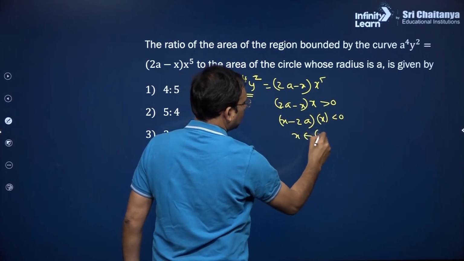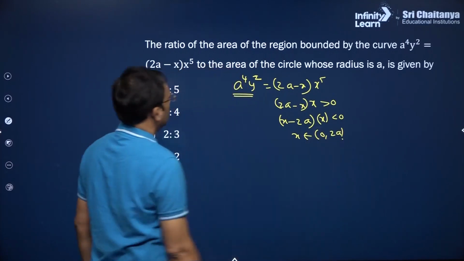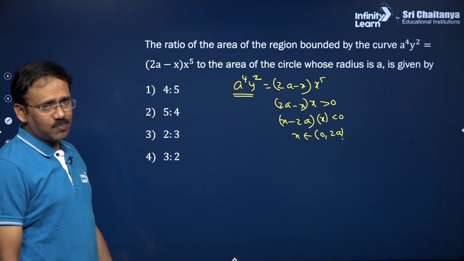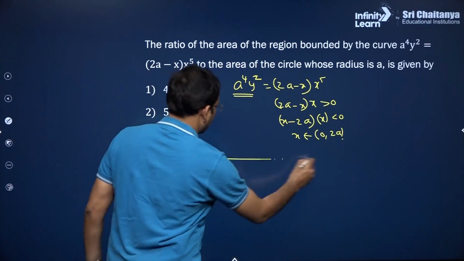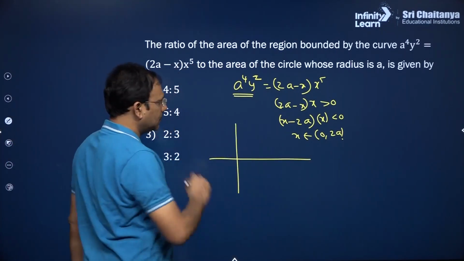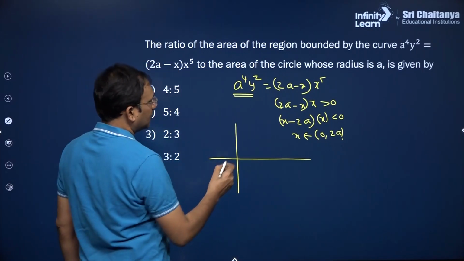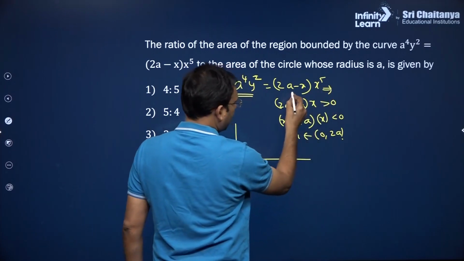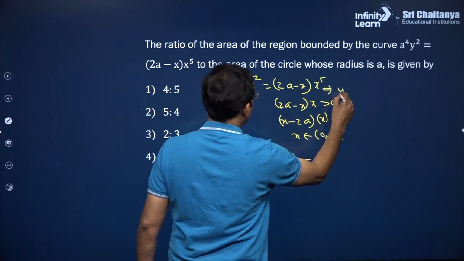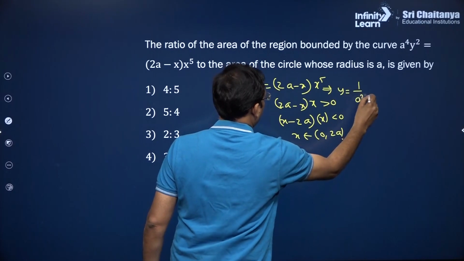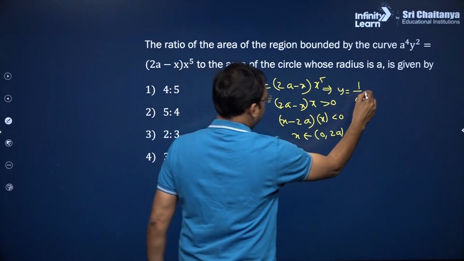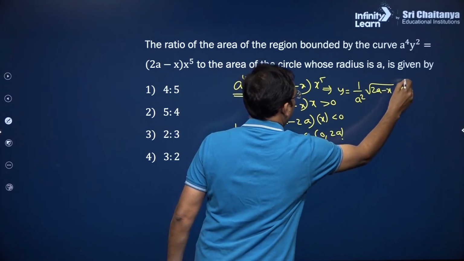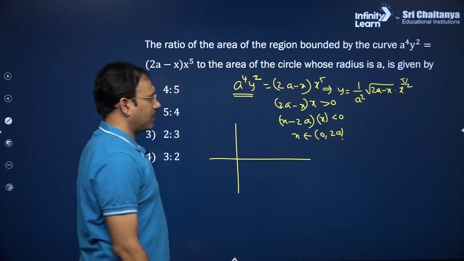So x belongs to 0 to 2a, my dear friends. He must mention radius is a, in the sense a is positive. So my dear friends, the graph will be like, you see, when x is 0, you can write here y square is equal to 1 by a square into root of 2a minus x into x power 5 by 2. This is the function, my dear friends.